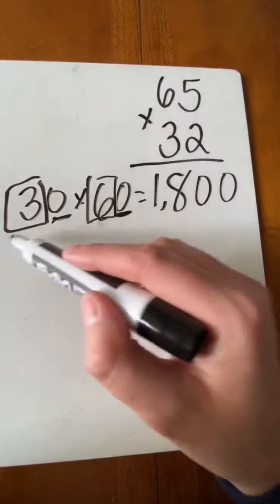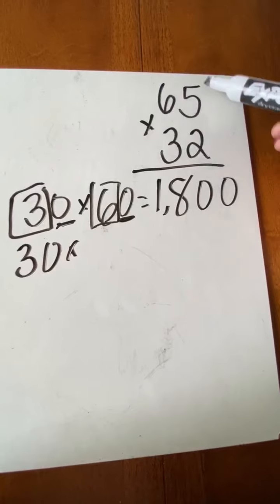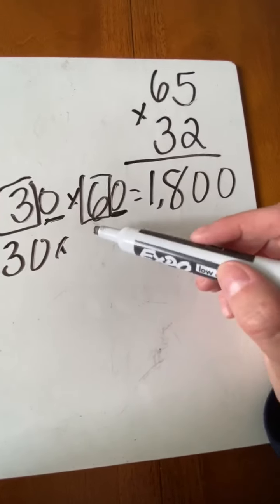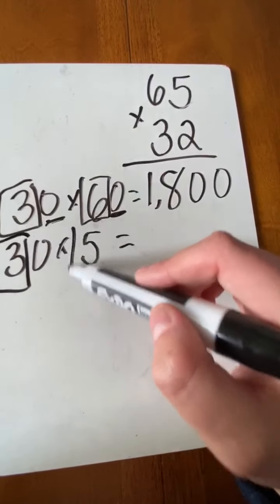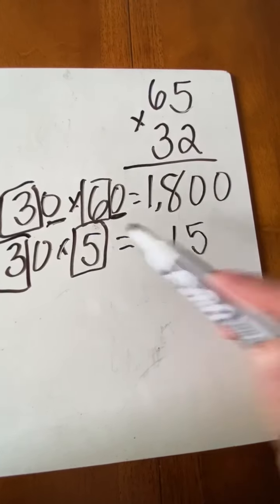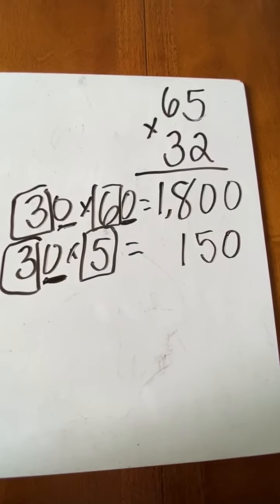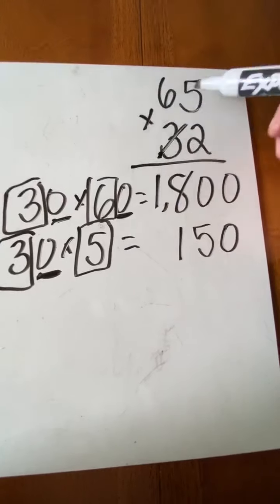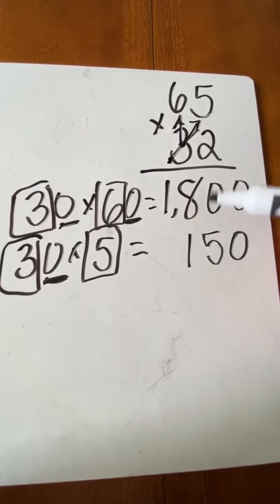Then I'm going to do my 30 again for the 3 in my tens place, and I'm going to multiply it by the 5 in the ones place. So that's 30 times 5. So 3 times 5 is 15. And then I have 1 0, so I need to add on 1 0. So that covers my 3. I multiplied my 3 here and then my 3 there.